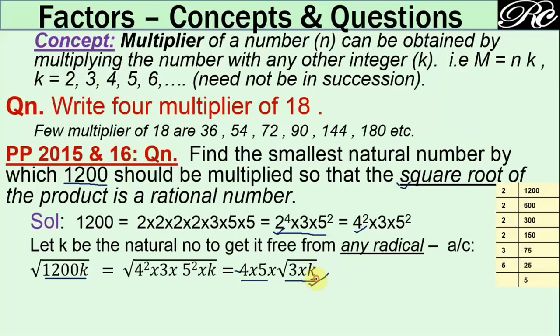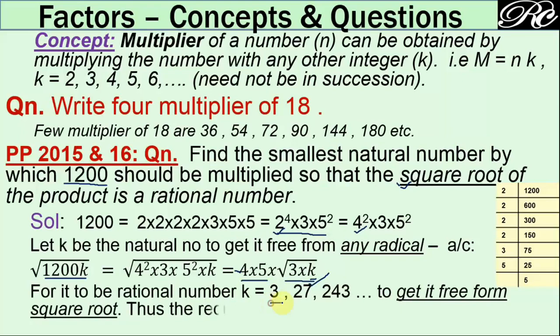So k can be taken as 3, then it becomes 3 square, it will come out. Or even we can take 27, then it becomes under root of 3 into 27, means under root of 81, it becomes 9, and it will come out. So possible values of k are 3, 27, 243, but we have to get the smallest natural number. Here the smallest is 3. So the smallest natural number by which it shall be multiplied is 3. So this is the significance of a multiplier.